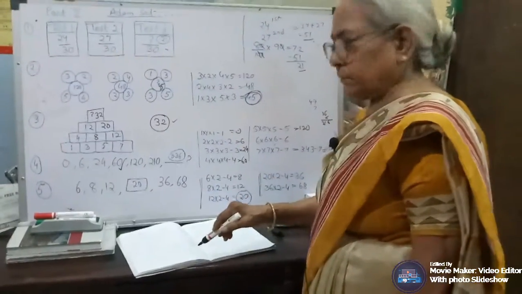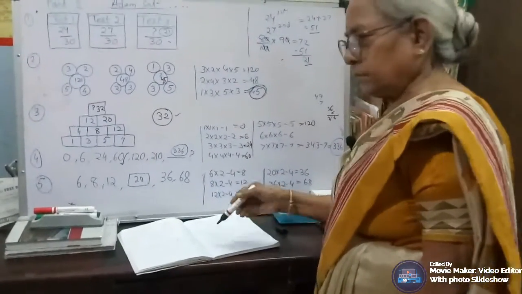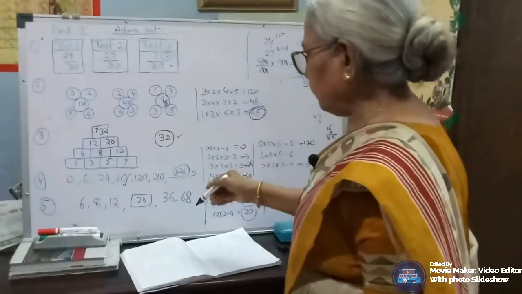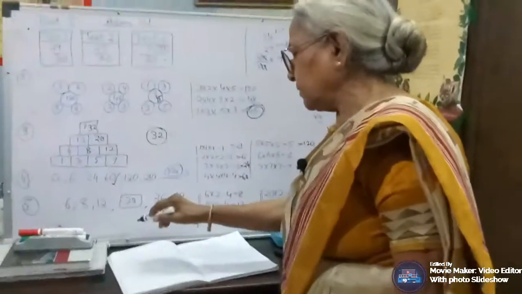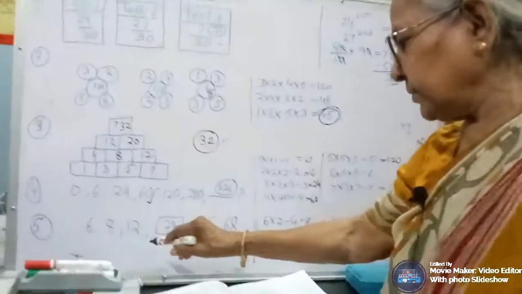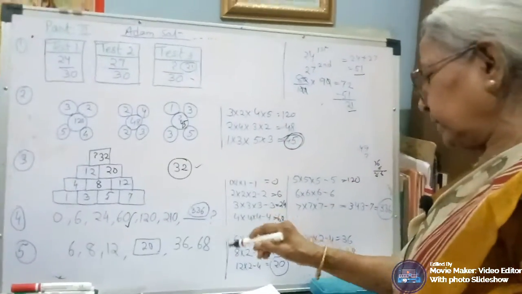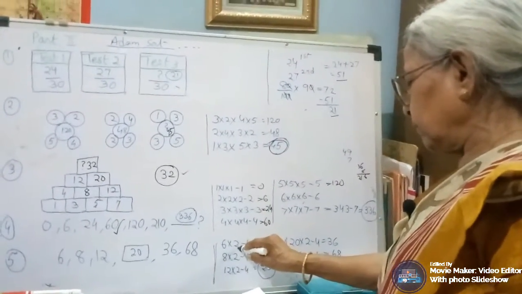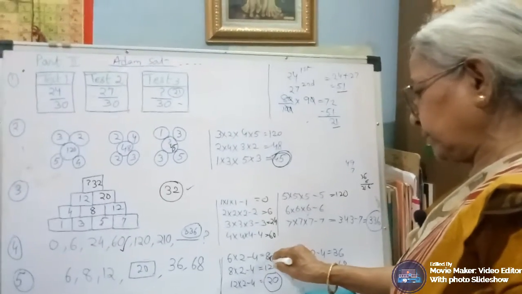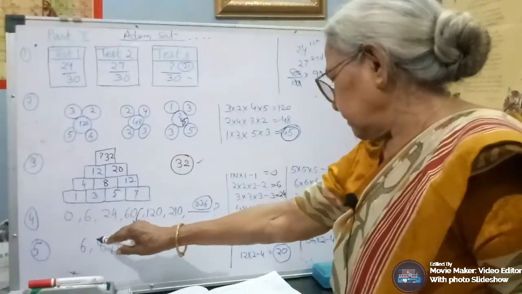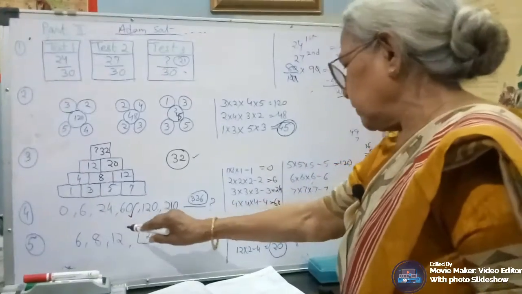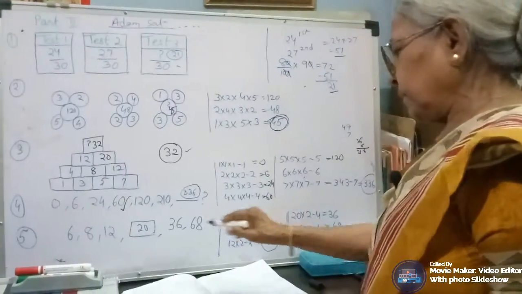Next question, question number 5. This is also some sequence of numbers. We have to find the sequence and the missing number. How will you find it here? 6 into 2, 12 minus 4 is 8. We have taken 6, 6 into 2, 12 minus 4 is 8.